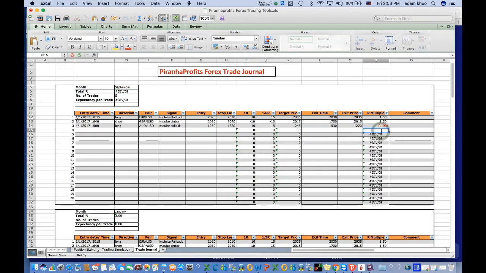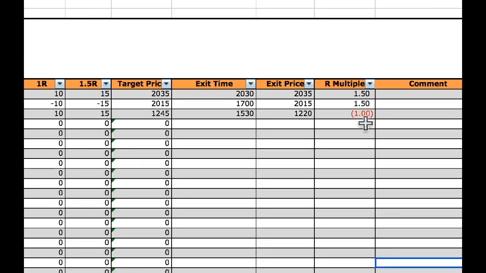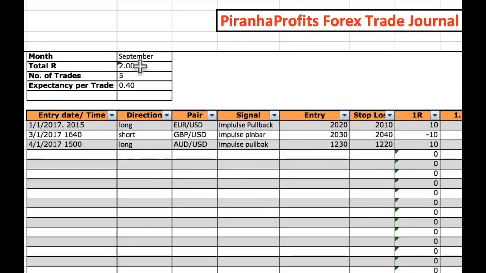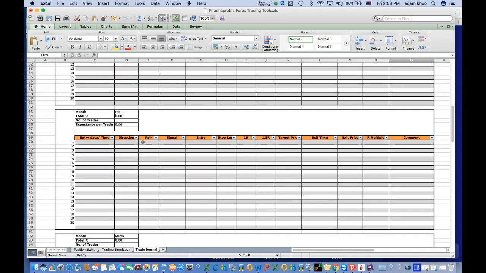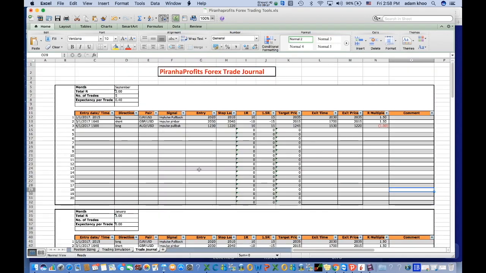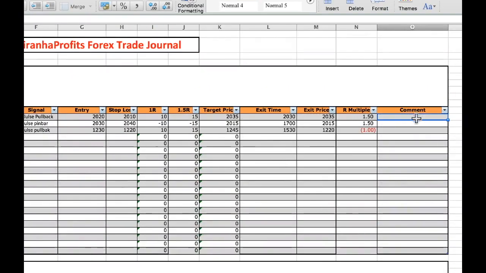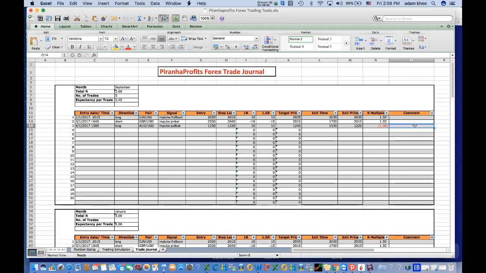So if I were to remove this right now, you can see the total R is 1.5 plus 1.5 minus 1, which is 2. 2R, there we go. Okay, so I've given it to you here, so you can just fill this in and use this trading journal to keep track of your trades and to comment on whether you have followed the rules. Remember, your job is to just follow the rules, and if you do that, I can guarantee you at the end of the month at least, or 2 months sometimes, you will end up with a positive R multiple.